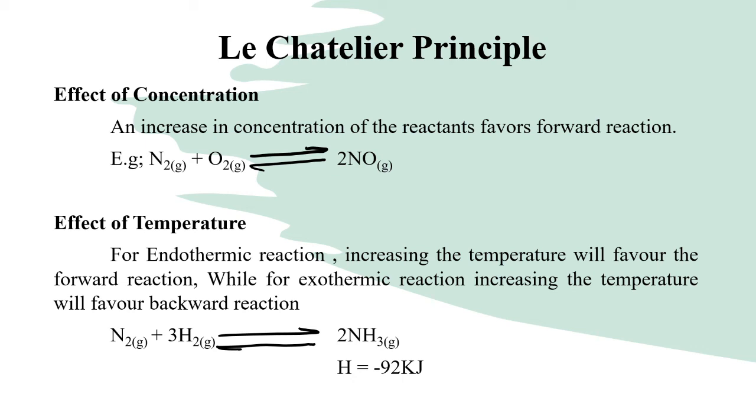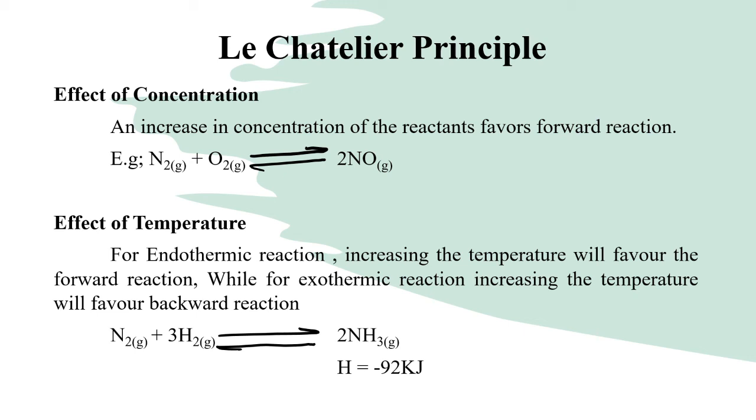In this reaction, if more nitrogen and oxygen are introduced into the equilibrium system, the balance will be upset. That is, the equilibrium position will shift to the right, favoring what? The forward reaction. This results in a proportional increase in the concentration of the what? Product. And so, the equilibrium constant remains unchanged. In a similar way too, if the product formed is constantly removed from the system, the equilibrium position will change to produce more of the product, thus neutralizing the change.